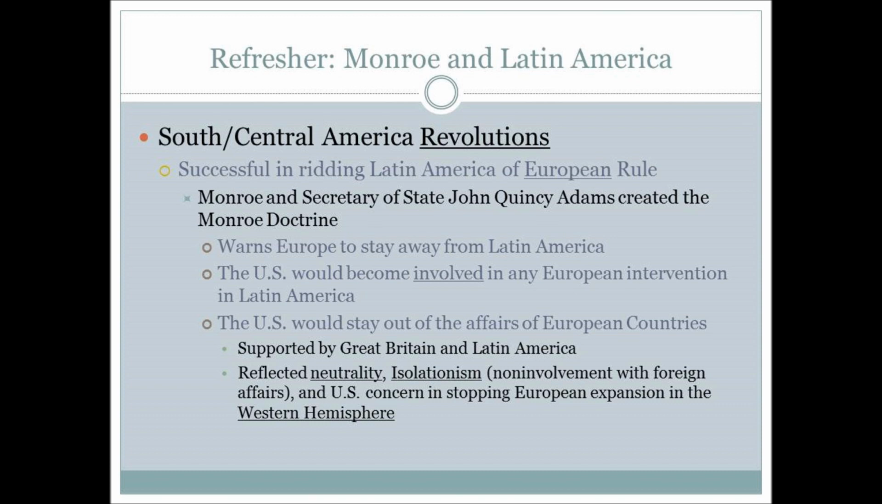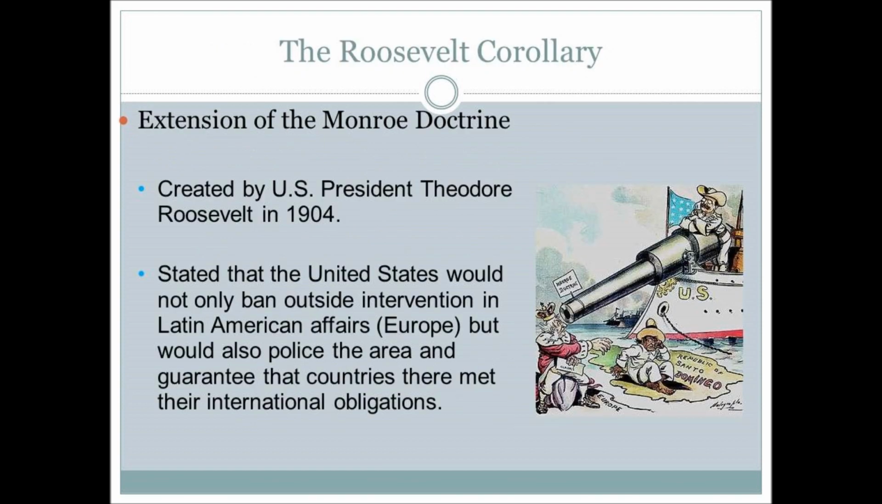About 100 years later, the Roosevelt Corollary becomes an extension of the Monroe Doctrine. The Roosevelt Corollary is basically adding on to the Monroe Doctrine, and it was created by President Theodore Roosevelt in 1904. It stated that the United States would not only ban outside intervention in Latin American affairs, but would also police the area to guarantee that the countries met their obligations, their international agreements.